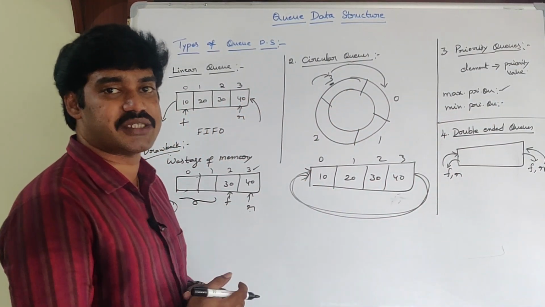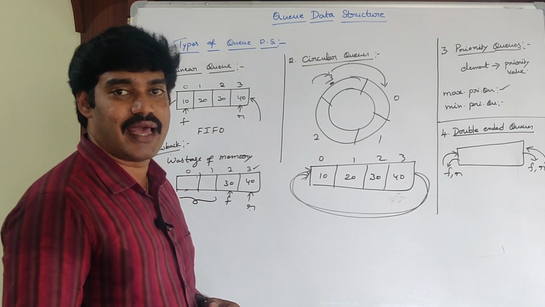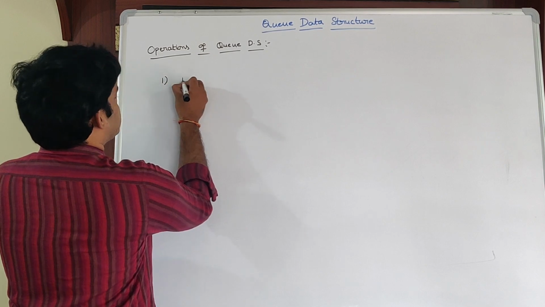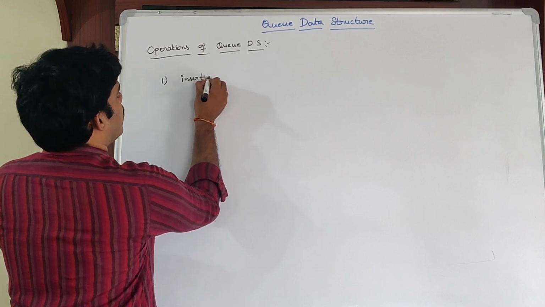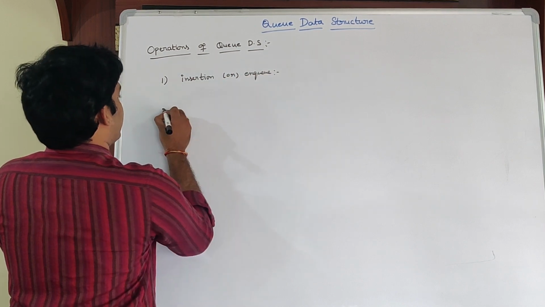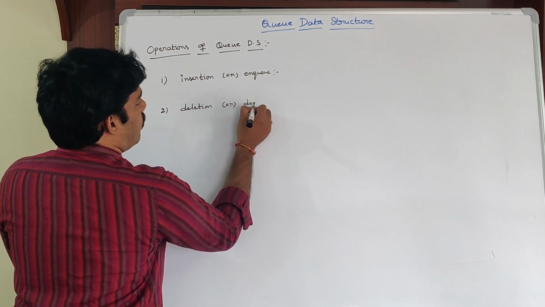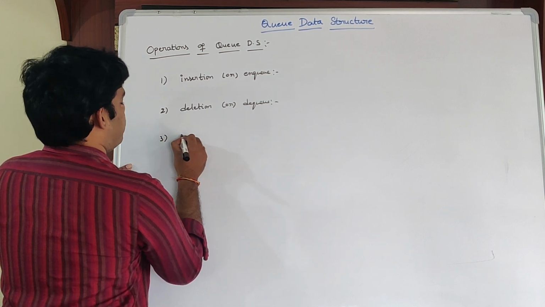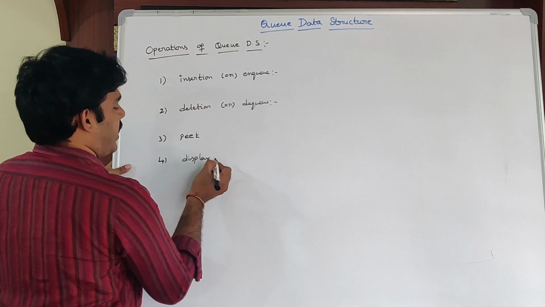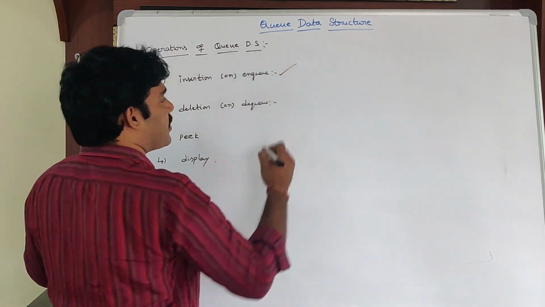Totally, what are the types of queue data structures? 4 types: linear queues, circular queues, priority queues as well as double-ended queues. What are the operations of queue data structure? Operations of queue data structure are insertion or enqueue operation. Second one is deletion or dequeue operation. Third one is peek operation. Fourth one is display operation. If you want, you can write isFull, isEmpty also. Choice is yours.